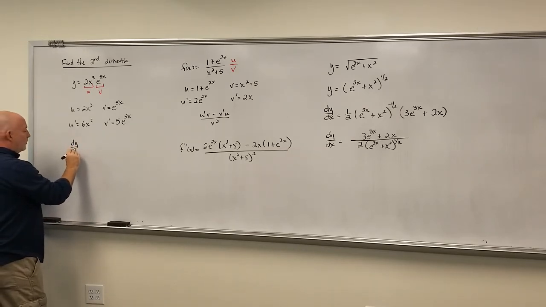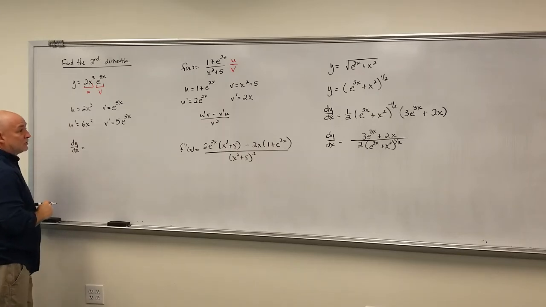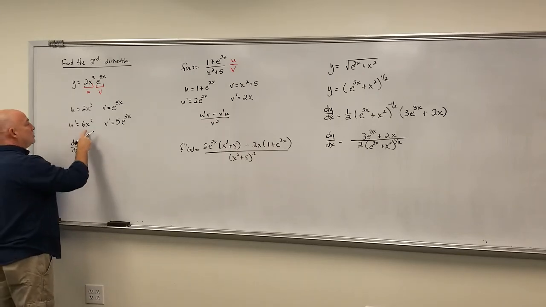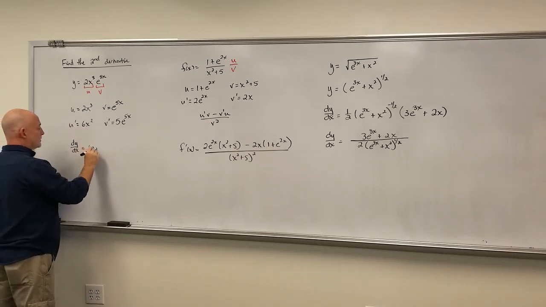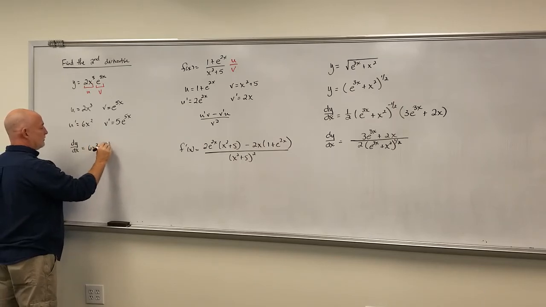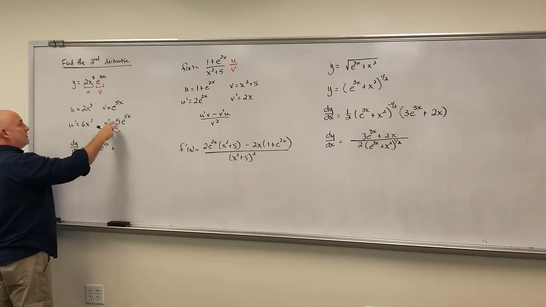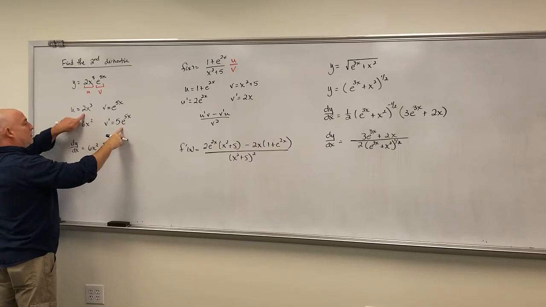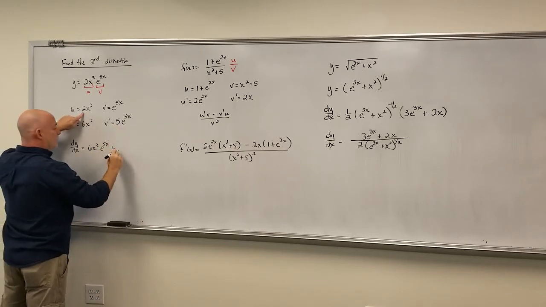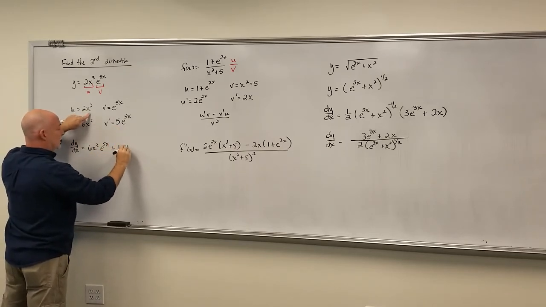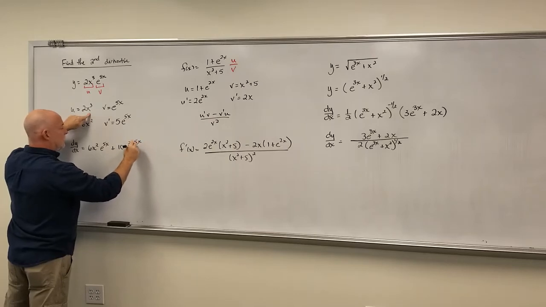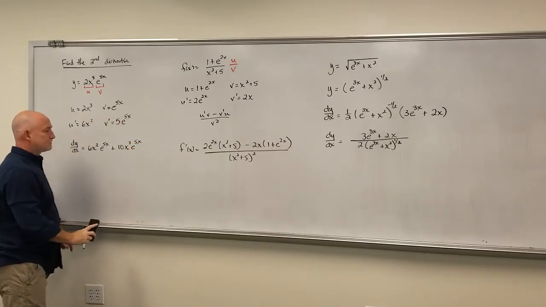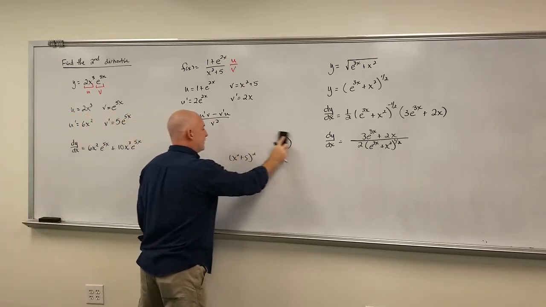So y prime, or dy dx, whichever notation you're using here, is going to be u prime times v, so 6x squared e to the 5x, plus v prime times u. When I multiply these two together, I get a 2 times a 5, which is 10x cubed e to the 5x. Okay, there's our first derivative.